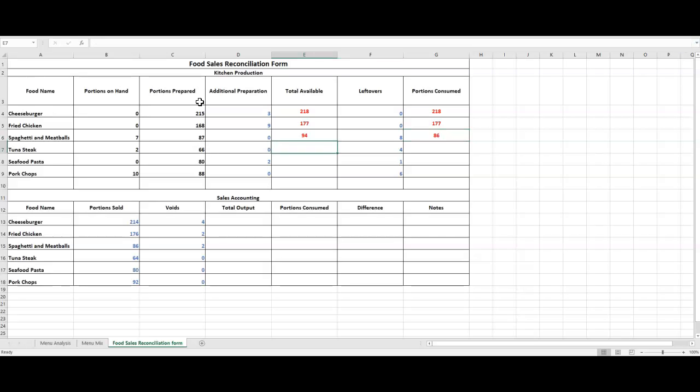Same kind of thing is happening here with the tuna steak. We had 2 portions on hand, and we prepared 66 of those. So that would give us 68 available. We had a few leftovers, right?